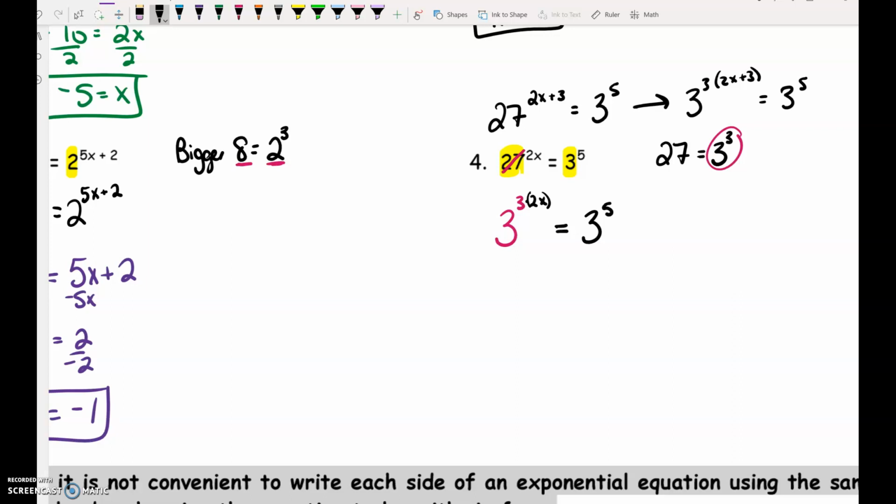Okay, but going back to the actual problem, we now have 3 times 2x, which is 6x, equals 5. The 3's are now the same, so this and this are the same. So that means that x equals 5/6.